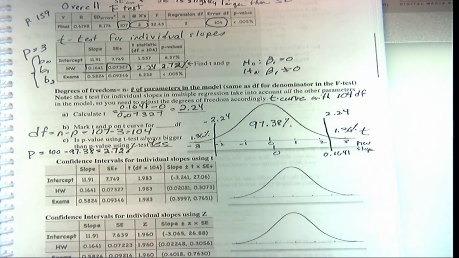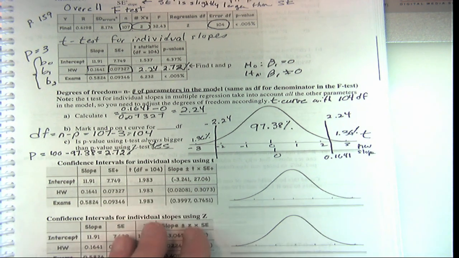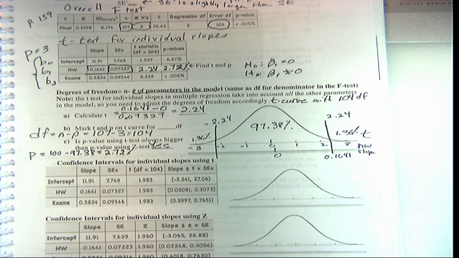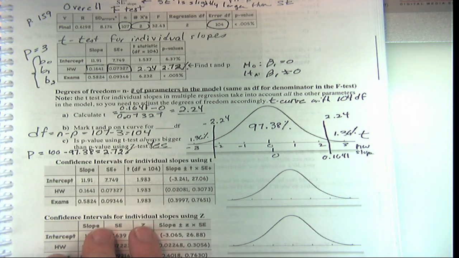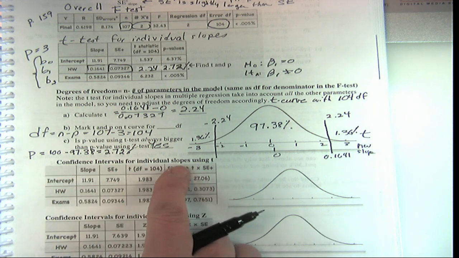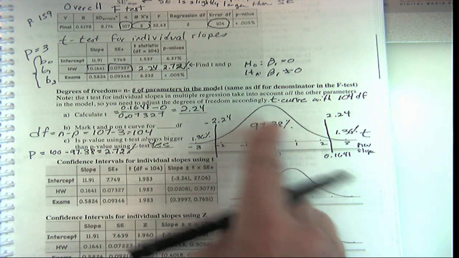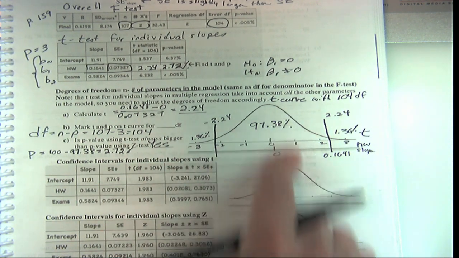Okay, so now we're just going to look at confidence intervals. We can do confidence intervals on the individual slopes. So this is exactly like we did before with the confidence intervals. All right, so confidence intervals for the individual slopes using t. Well, we just did this t, so why don't we do the confidence intervals so we can see how they match up.